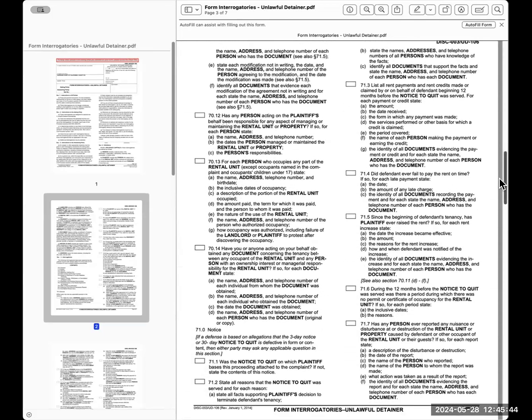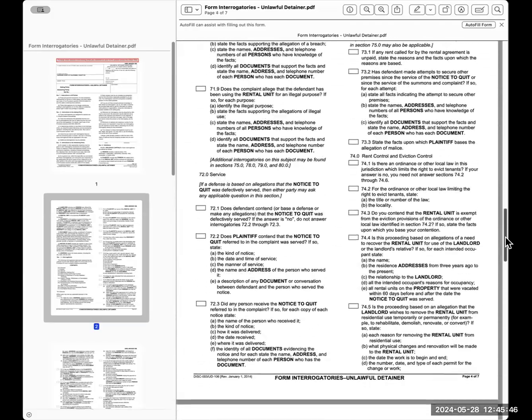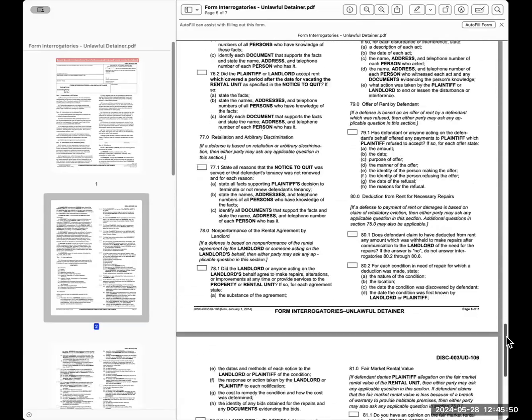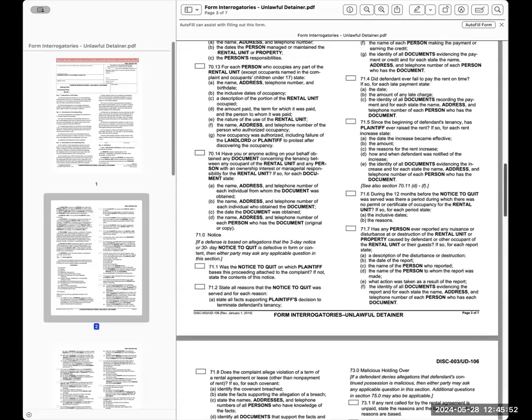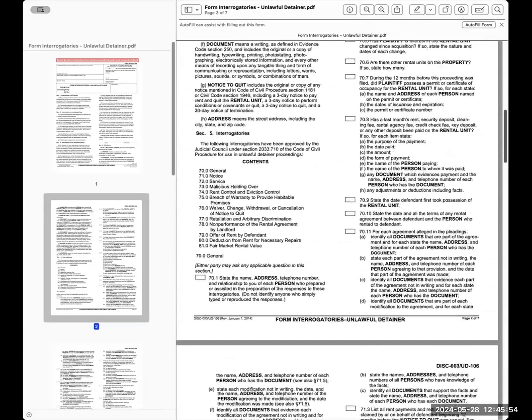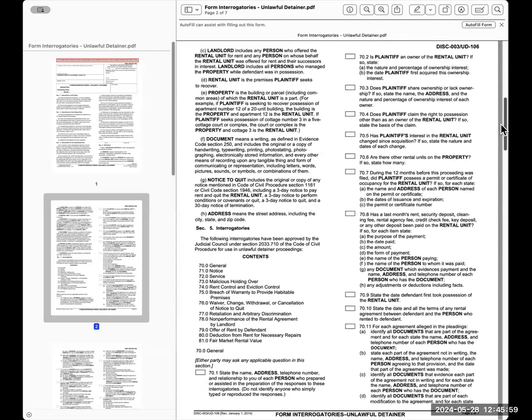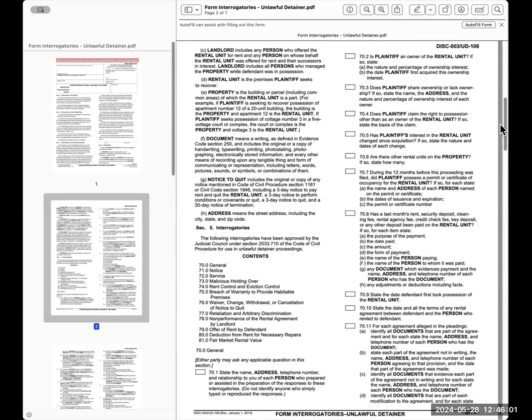You should then answer all the questions to the best of your ability. For some of the questions, you might not be able to answer, and you should just be truthful that you're unable to answer because you don't know. If you do know, you should put in a truthful answer. And we'll get into the kinds of ways to respond to these as we go along.